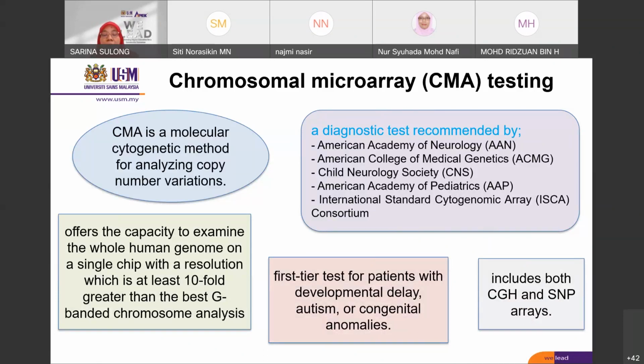So this can be considered as a diagnostic test, and it has been recommended by these societies, for example, the American Academy of Neurology, American College of Medical Genetics, American Academy of Pediatrics, and also the International Standard Cytogenomic Arrays Consortium. CMA is also considered a first-tier test for patients with developmental delay, autism, and also congenital anomalies. CMA includes both array CGH and also SNP arrays.